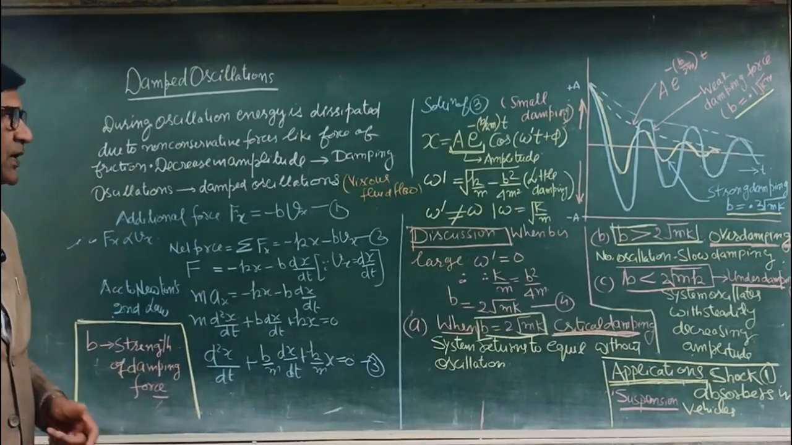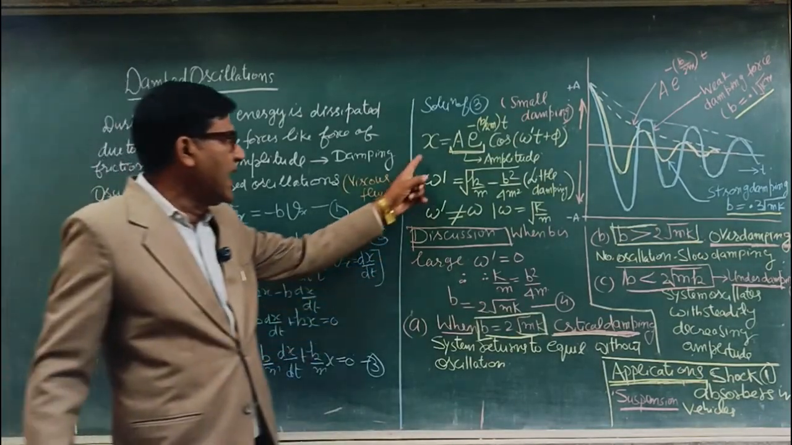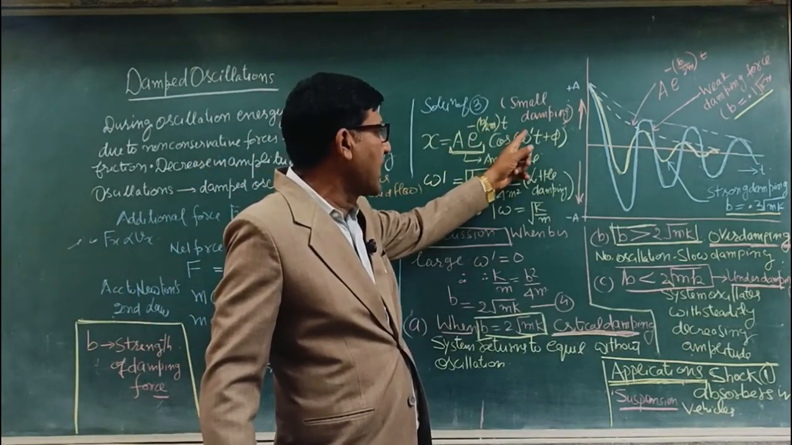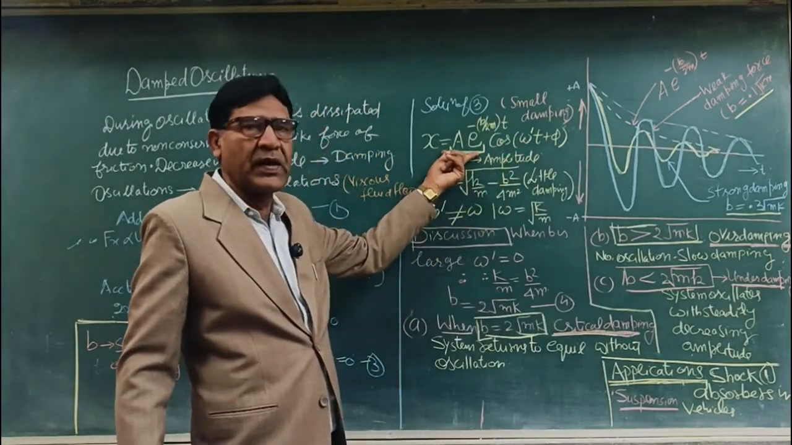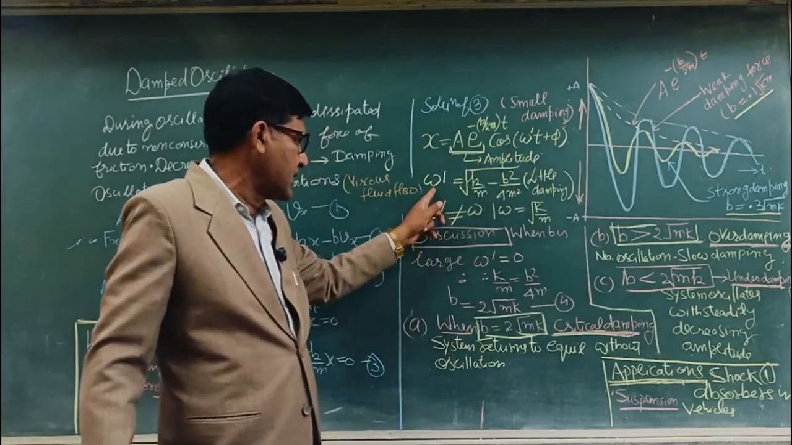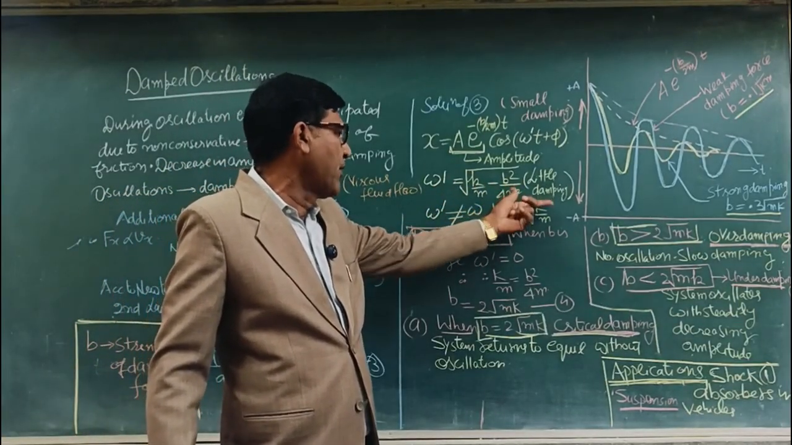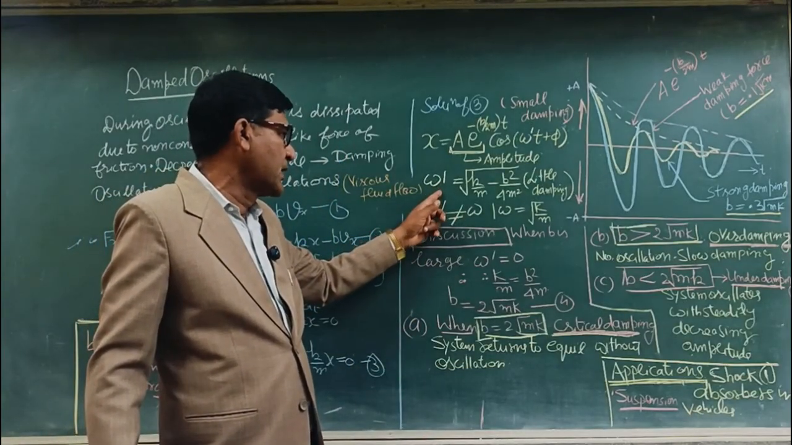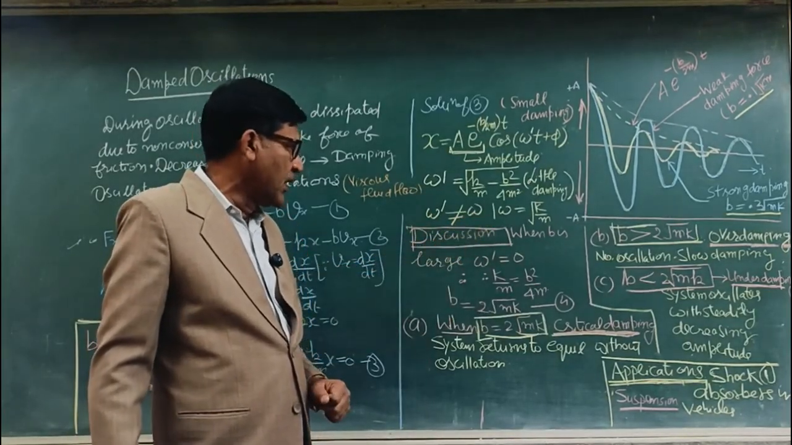Now this can be solved as have been taught to you in your mathematics classes. The solution is x is equal to A exponential minus b by 2m into t cos omega dash t plus phi. This solution is for small damping, and this part is known as the amplitude, and this is the angular frequency of the damped oscillations. That is, omega dash is equal to root of k by m minus b square by 4m square for little damping. And you must remember that this damping frequency of the oscillations is not equal to omega. Omega is the frequency in the absence of the damping.